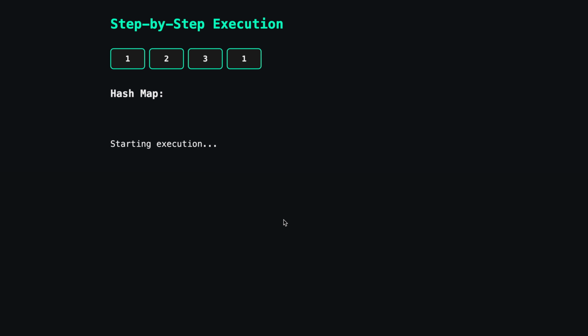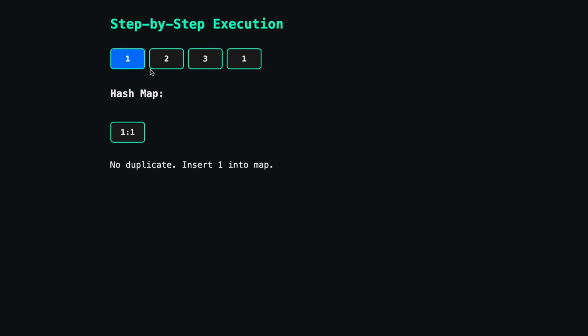Now let's look at an example with this input array 1, 2, 3, 1, right? So we start with an empty map and begin scanning the array from the left to the right. Now at the very first step, the value is 1. The map is empty, so 1 is not present. We insert 1 into the map and now the map contains just the entry for 1.